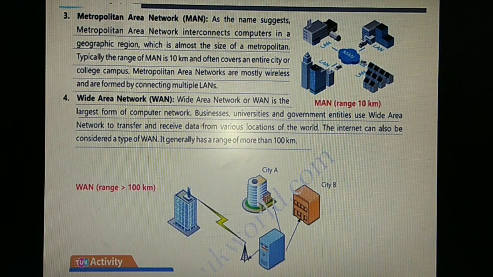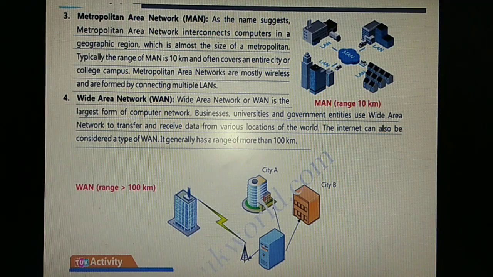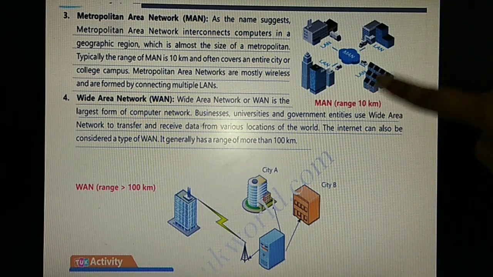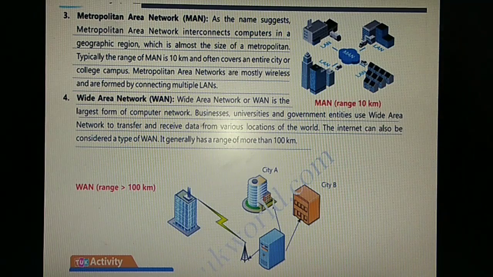PAN range is how much? PAN range is 10 meters. Local area range is 1 kilometer. Metropolitan area range is 10 kilometers. Metropolitan area networks are mostly wireless and are formed by connecting multiple LANs. So it consists of multiple LANs, it is wireless, and it covers 10 kilometers.